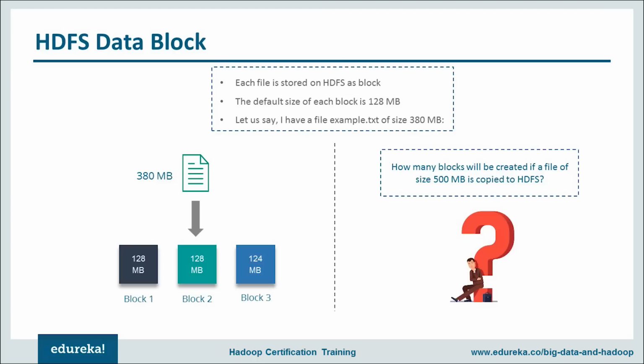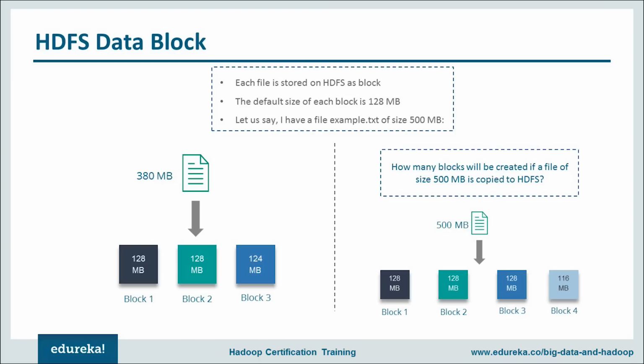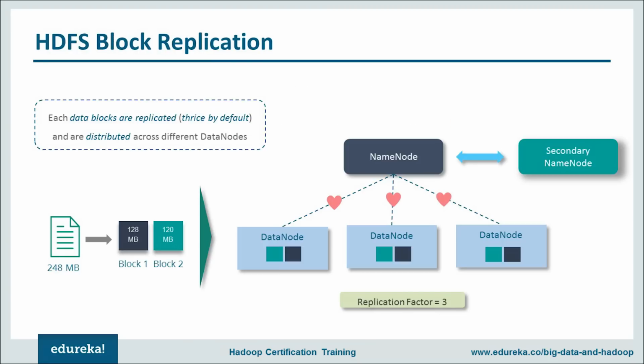Now let's say that we have a file size of 500 megabytes. How many blocks will it create? All right, AJ says it's 4, and Rowett says it's 4. And of course you guys are right, it's 4 blocks. The first 3 blocks will be 128 megabytes, and the last block will just occupy the remaining file size, which is 116 megabytes. So now let's discuss block replication.